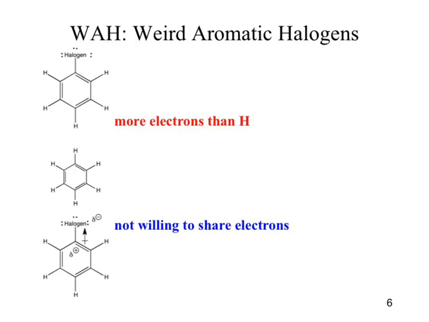Okay, that's kind of the fun part with this. They are what I would classify as the one exception with all of our EAS. Because they have the lone pairs, there is this pseudo-resonance effect that builds more electron density at the para and ortho positions. So because of them having more electrons than hydrogen, we expect them to be para-ortho directing. However, they don't want to give up their electrons, so they are deactivators.